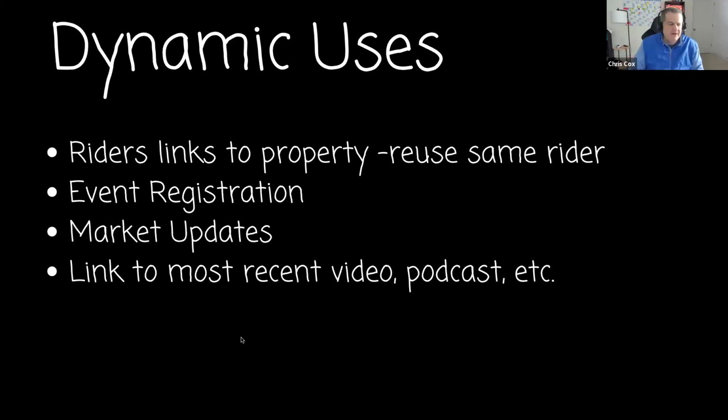Does anybody have any other use cases for a dynamic code? Well, this is what I'm going to use for our open house directionals in the neighborhood. People will scan it and then it will actually show the date and time of that specific open house.